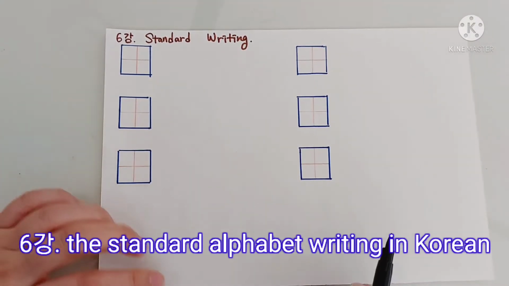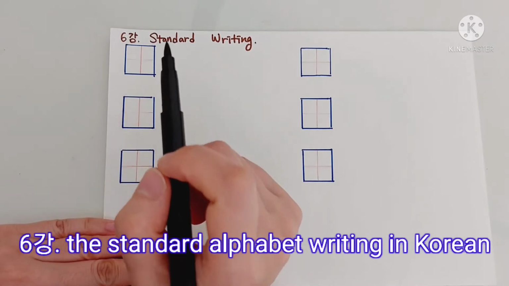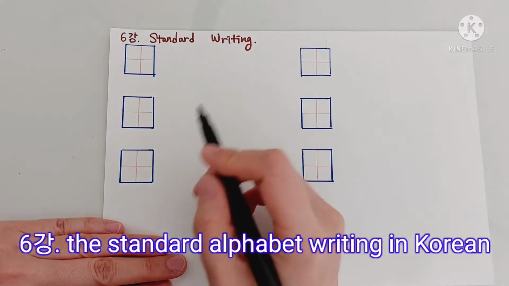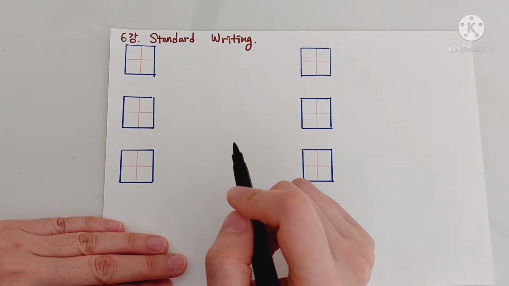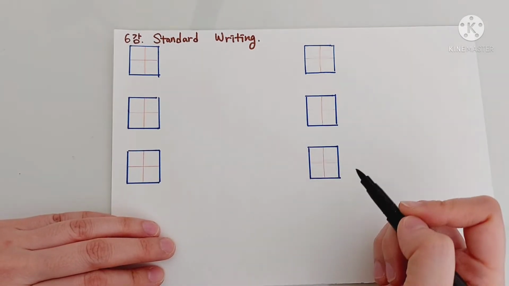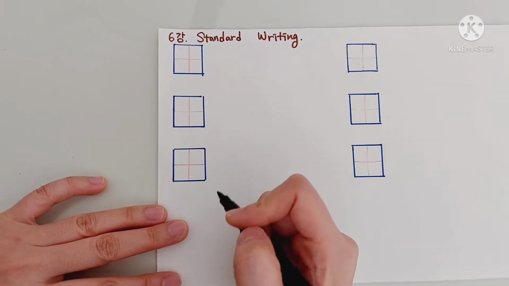It's Stella again. Chapter 6, standard writing. Today we will learn how beautifully we can write Korean letters, like the alphabet. Beautiful writing, standard writing, I will teach you.